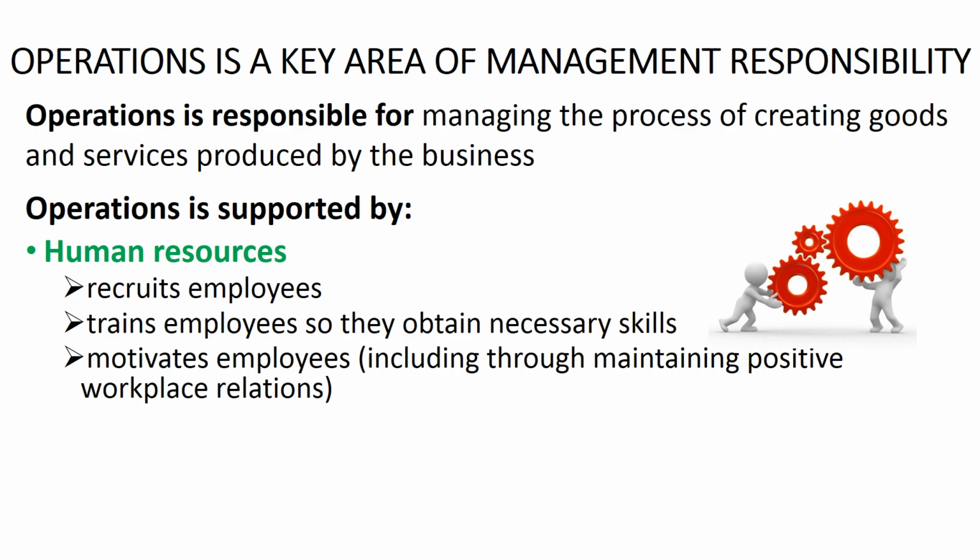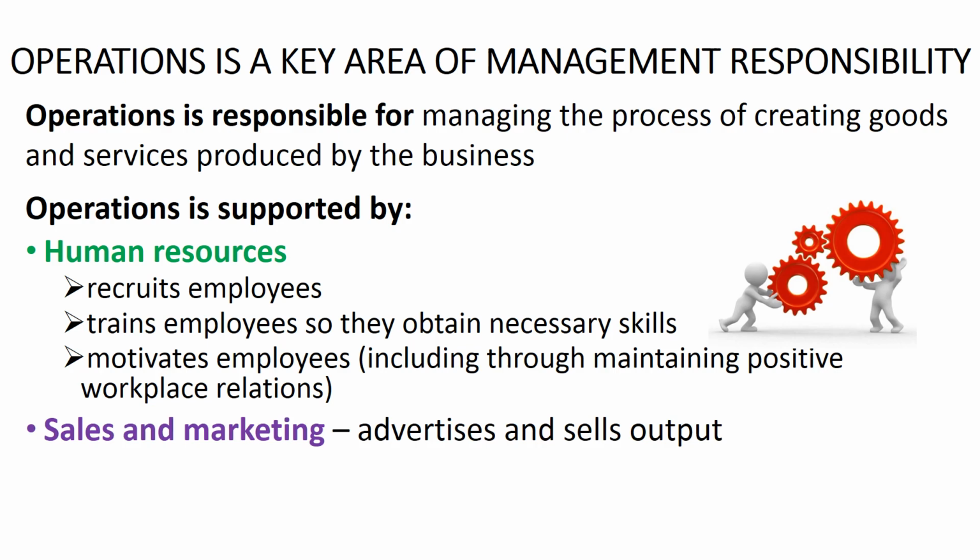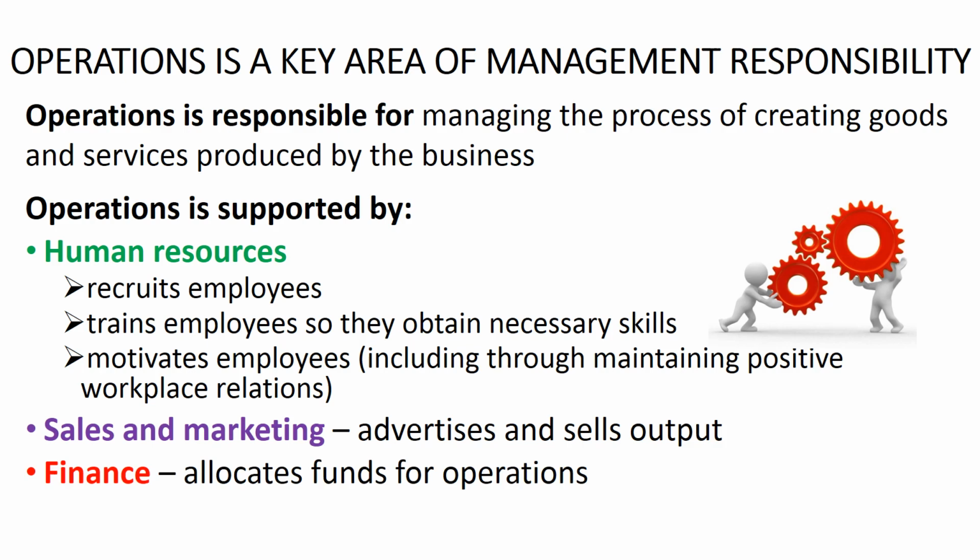The human resources area of management responsibility recruits employees to work in operations, trains those employees to ensure they have the skills that are necessary for them to work effectively in operations, and motivates those employees, including through maintaining positive workplace relations. The sales and marketing area of management responsibility advertises and sells the output produced by the operations area of management responsibility. The finance area of management responsibility provides the funds that are necessary to cover the expenses of the operations area of management responsibility. For example, the expenses involved in investing in new equipment and in paying for inputs. And finally, the IT support area of management responsibility maintains the technology that is used in the operations system.